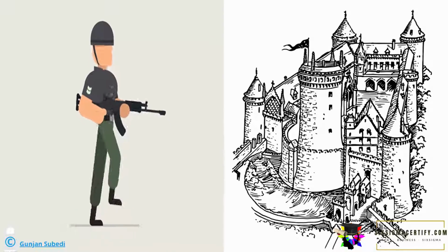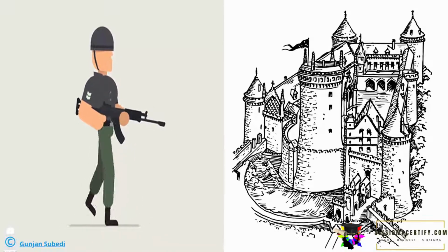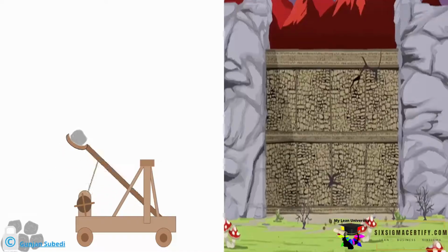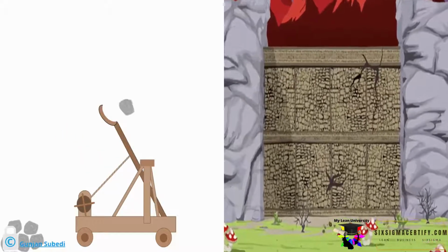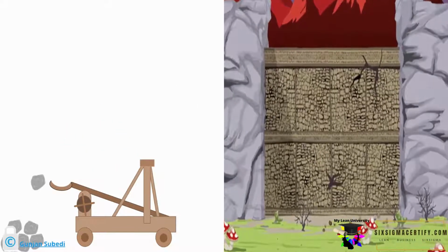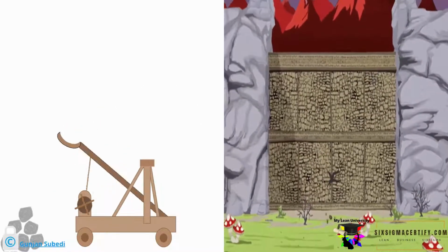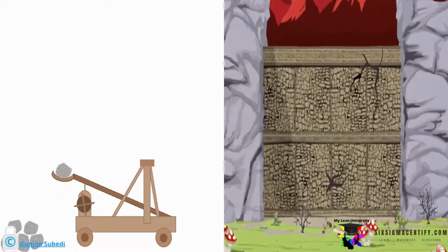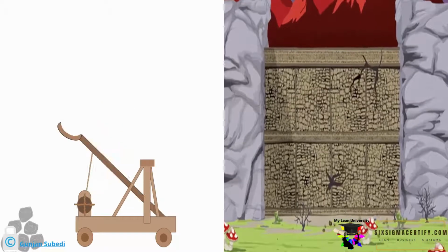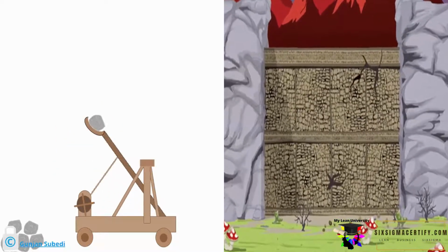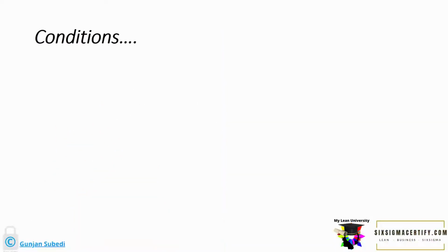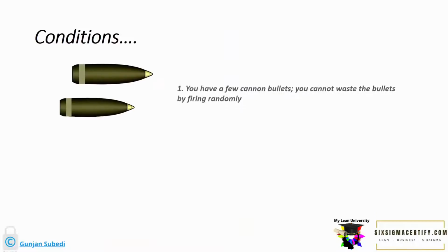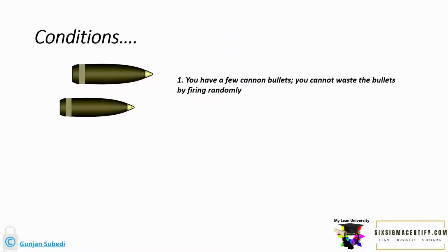Suppose you are a commander of war and heading towards a fort. You need to break the walls of the fort with the help of firing from a catapult. The condition is you cannot go near the fort wall because the enemy army is huge. So you must fire from the catapult from a longer distance. The problem is you have just a few cannon bullets, so you cannot just test fire and see if the fort wall can be broken.